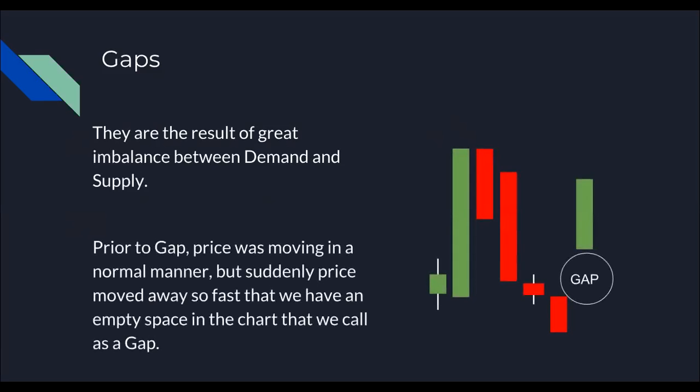Now, what you see here is prices moving down, closing over here, and the next day opening over here. So in between, no trades have taken place. Such a situation, we call a gap. And this is an example of a gap up because the opening price of the next day is above the closing price of the previous day.